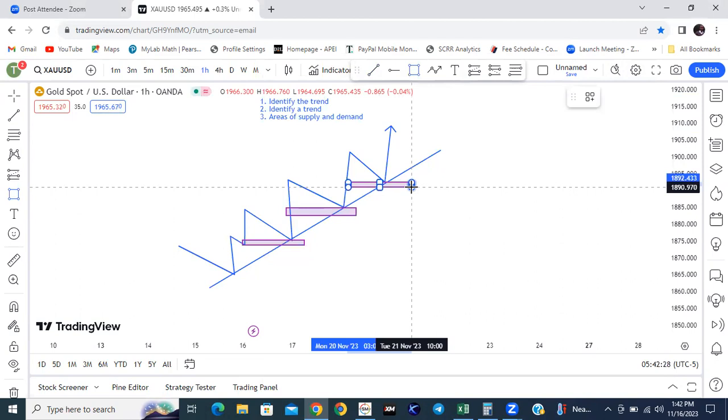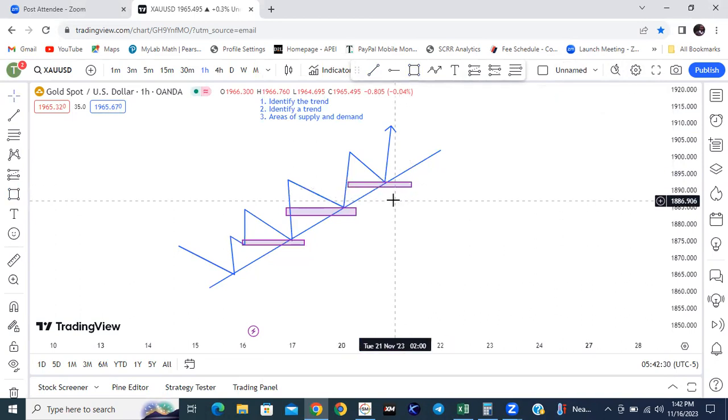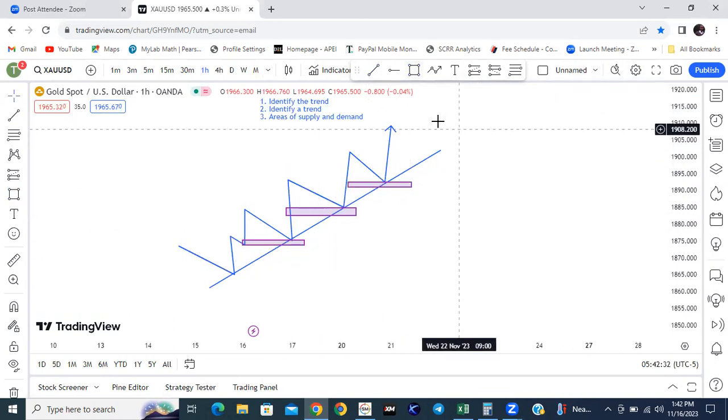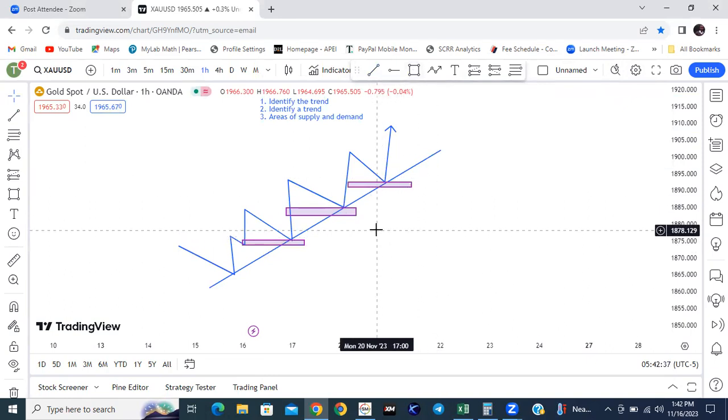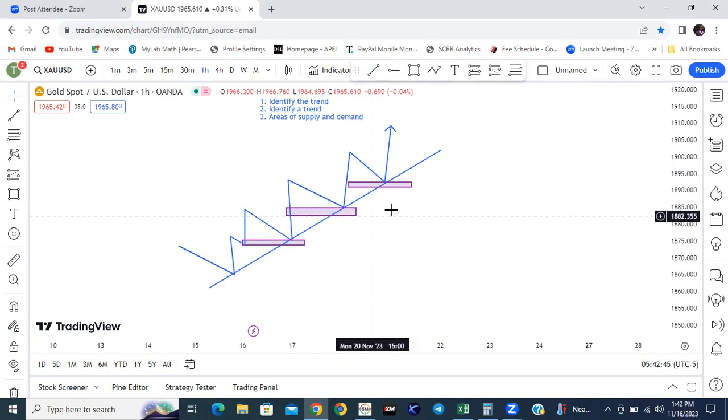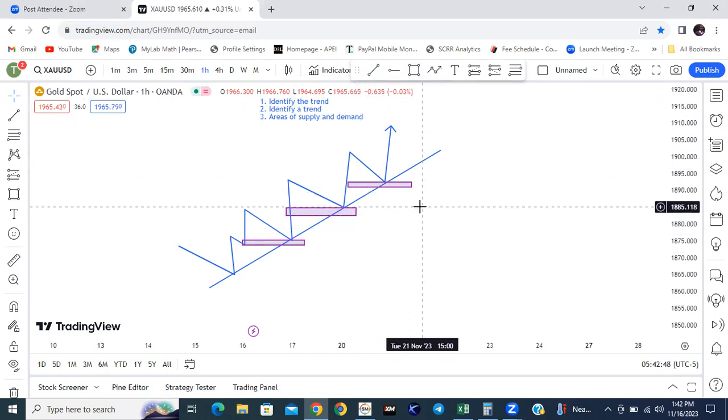These will basically increase your probability. Remember, we said that when we are taking a trade, we want to ensure that we have at least two confirmations, more than two confirmations. That is a minimum of two confirmations for you to confirm that it's a high probability trade setup.